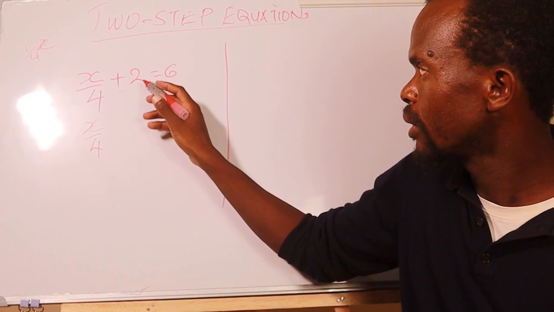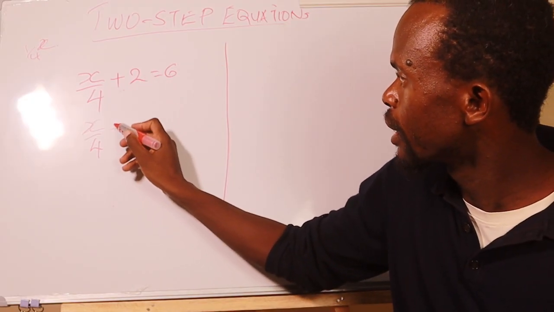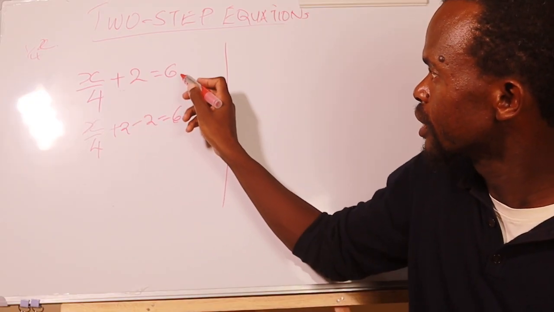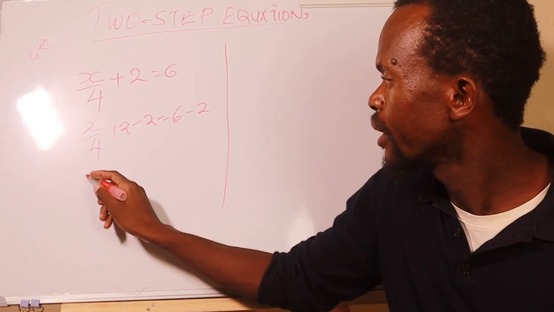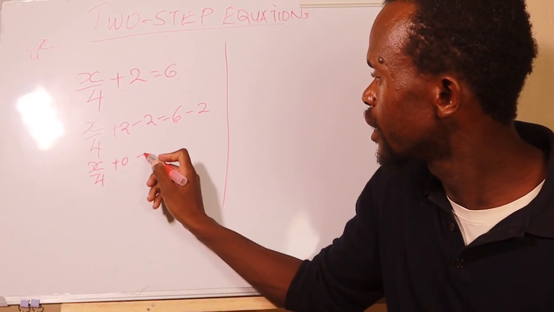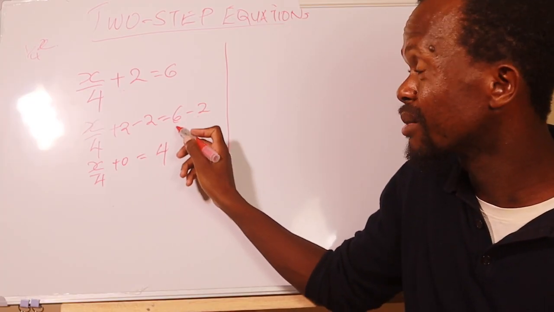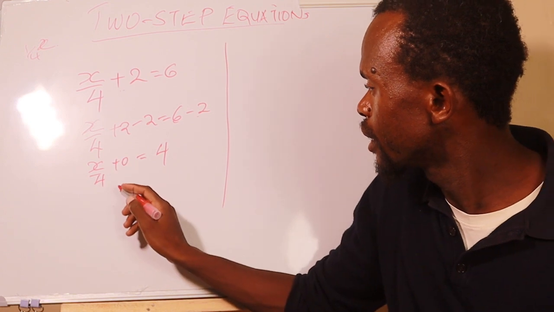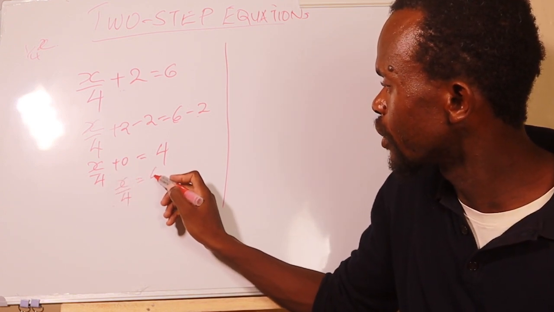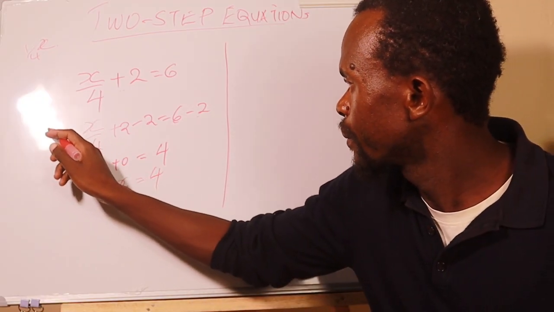Whatever you do on this side, this was plus 2, so you subtract 2, then minus 2 on the other side, and plus 2 minus 2 is equal to 6 minus 2. 6 minus 2, right? Therefore, x over 4 plus 0 is equal to 4. 6 minus 2 is 4. And therefore, we find that x over 4 is equal to 4. So this was step 1.